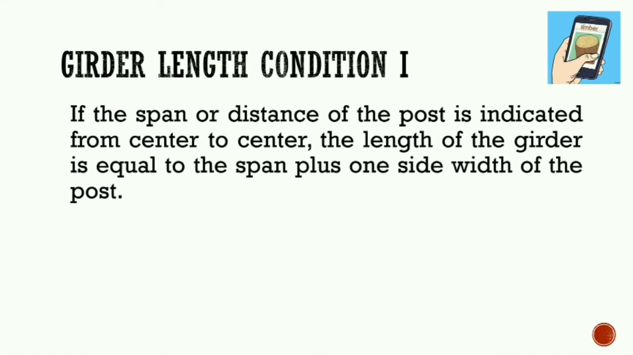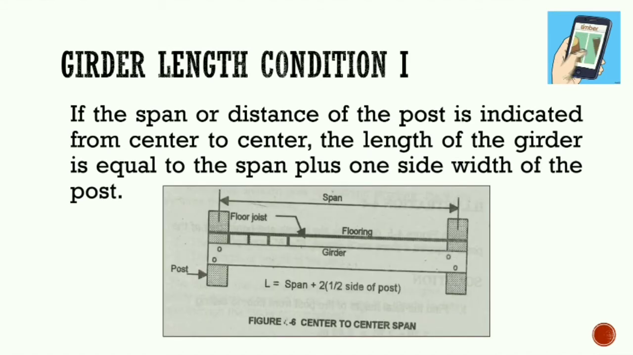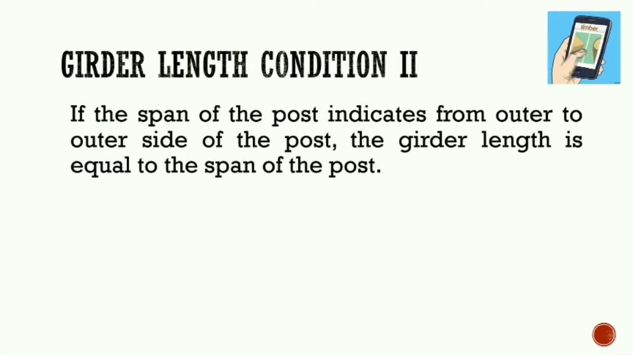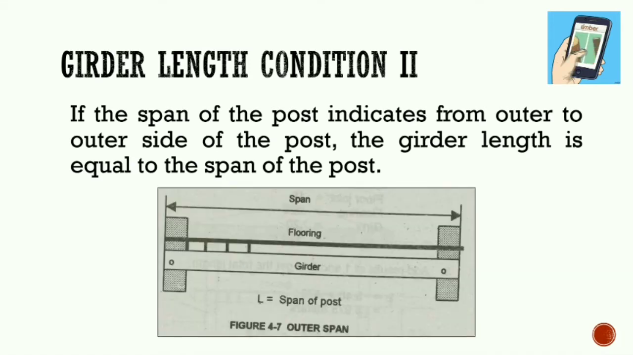The girder length condition 1. If the span or distance of the post is indicated from center to center, the length of the girder is equal to the span plus one side width of the post. This figure is the center to center span. For the second condition, if the span of the post indicates from outer to outer side of the post, the girder length is equal to the span of the post. As you can see in the figure, the span of post is equal to its length. This is called the outer span.